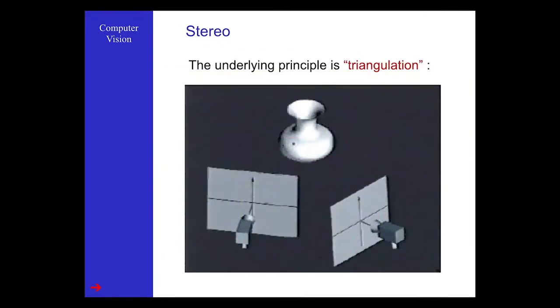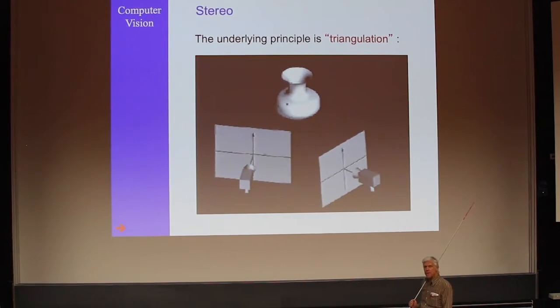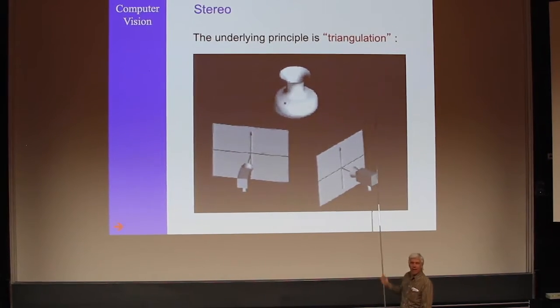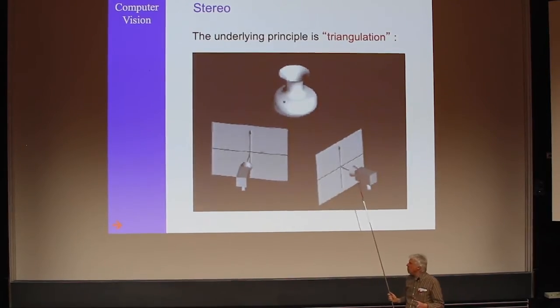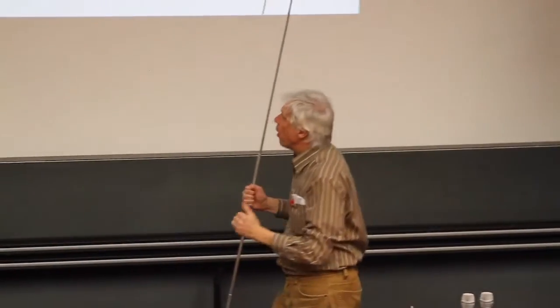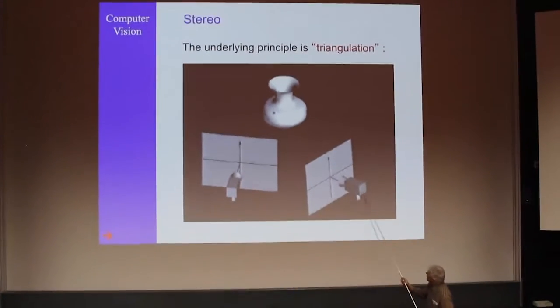To start our mathematical discussion, we have to understand what the basic principle underlying stereo actually is. And that is triangulation. You have it right up here. So our stereo system, as said, consists of two cameras. And here we have them. The camera on the left and the camera on the right. And each of the cameras has its own image plane. So that would be the image plane of the first camera. And this is the image plane of the second camera.